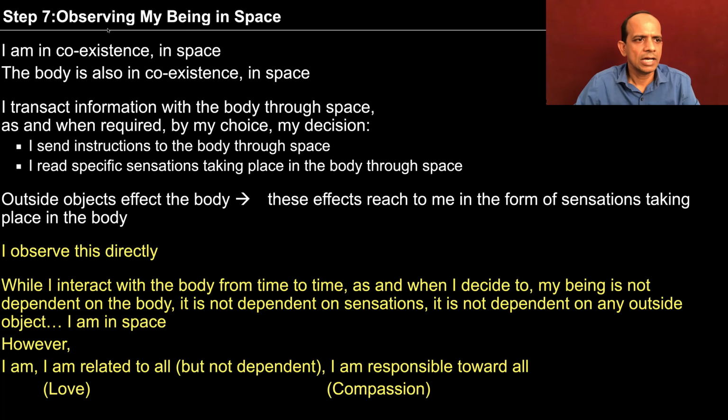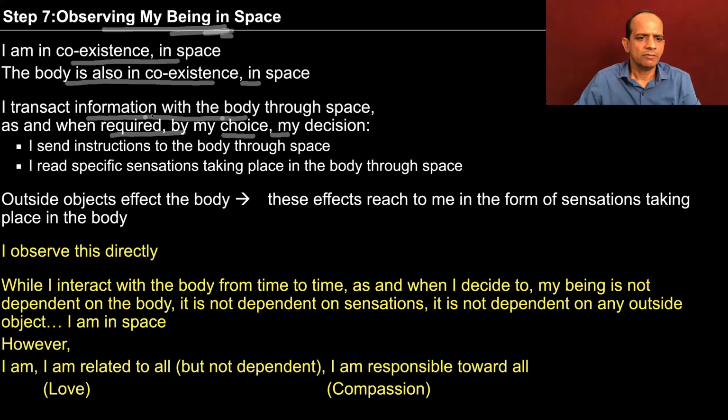So in step 7, we are observing our being in space. This is something that we are trying to observe in this step. So far, we tried to observe the consciousness and the material. Now we are trying to observe the space, which is unlimited, all pervading. So I'm in coexistence in space. The body is also in coexistence in space. I transact information with the body through space as and when required by my choice, by my decision.